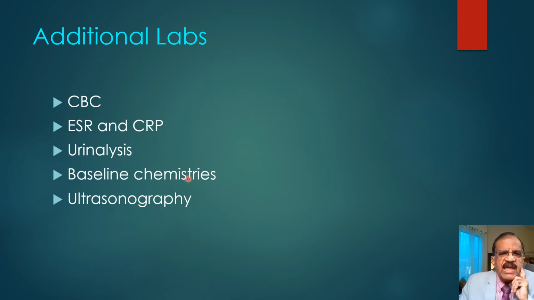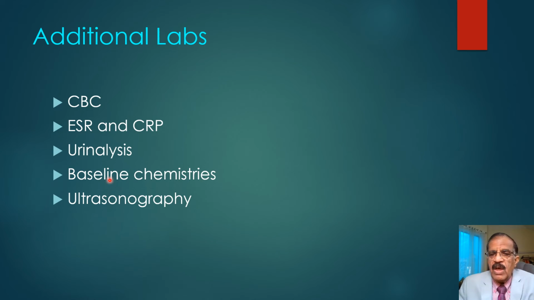Okay, so these tests would also be done in CBC. You would expect some leukocytosis with some mononuclear cells and neutrophils. ESR would be elevated, CRP would be elevated because both are signs of inflammation. Urinalysis might show some red cells, some protein, and baseline chemistries, because these patients are very sick. We need to know their liver status, their kidney status, their electrolyte status.